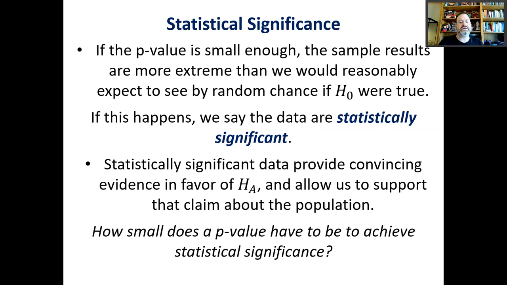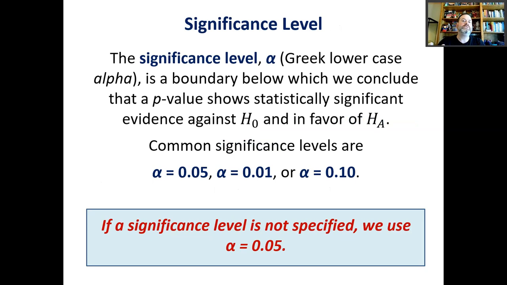So at the bottom, the question says, how small does a p-value have to be to achieve statistical significance? And I already alluded to it earlier. It's something similar to the 95% rule. But what we do is we give it a name. So we call it the significance level. It's just a threshold. And anything lower than that threshold is considered statistically significant. Anything above that threshold is not statistically significant. We use the Greek lowercase letter alpha, and it's a boundary below which we conclude that a p-value shows statistically significant evidence against the null hypothesis and in favor of the alternative.